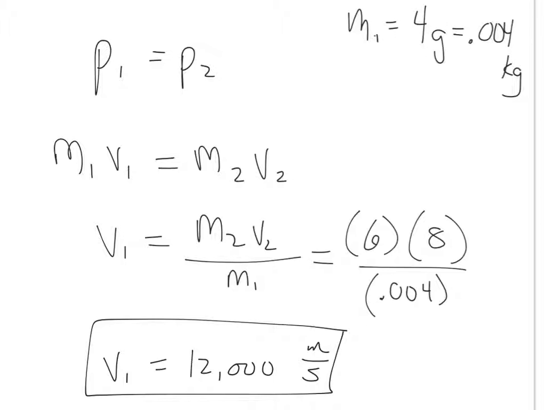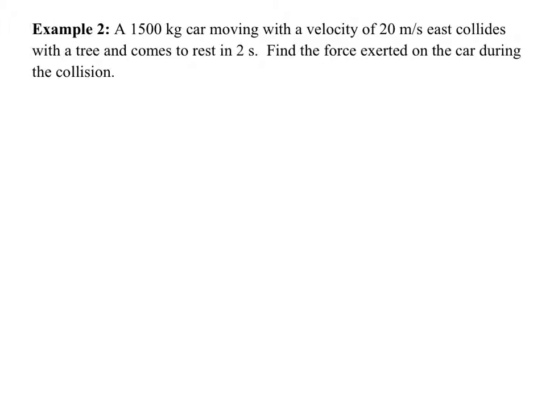Velocity of the bullet must be greater than the velocity of the bowling ball in order for this to have the same momentum, because the mass of the bowling ball is so much greater than that of the bullet. Okay? The momentum impulse theory first.